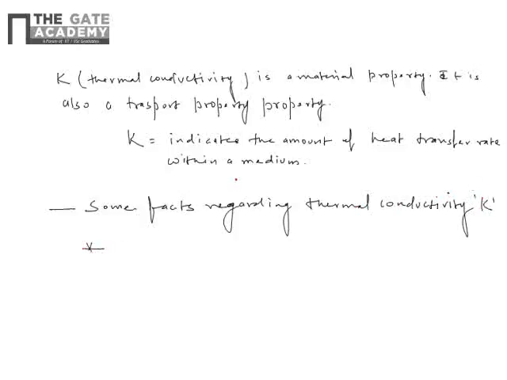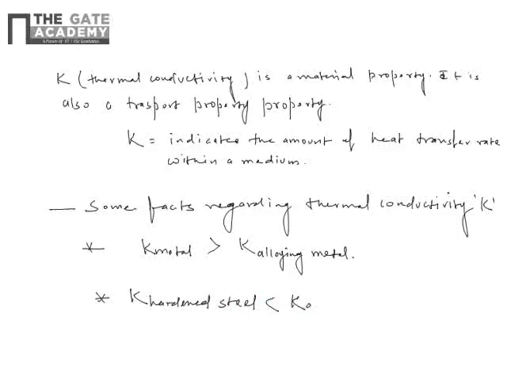The first point is that the thermal conductivity of a pure metal is always greater than the thermal conductivity of an alloying metal. Second point is that mechanical forming decreases the thermal conductivity of the material. That means thermal conductivity of a hardened steel is less than thermal conductivity of the annealed steel.